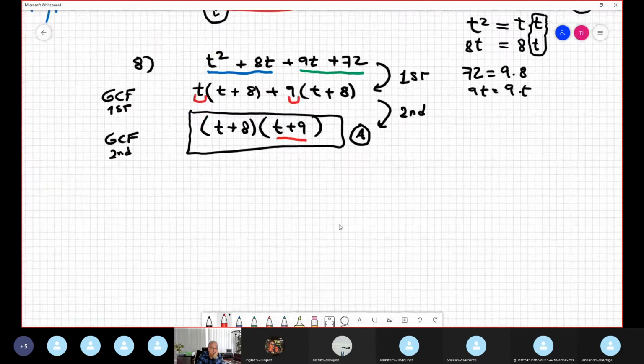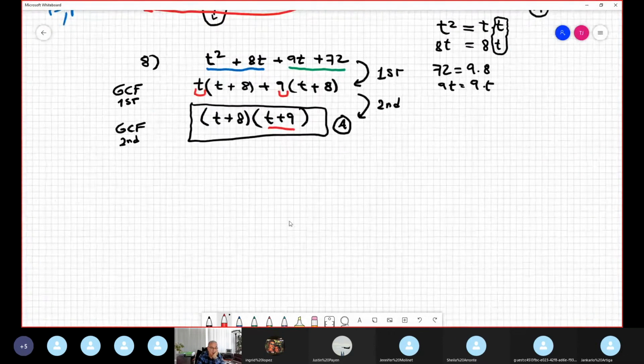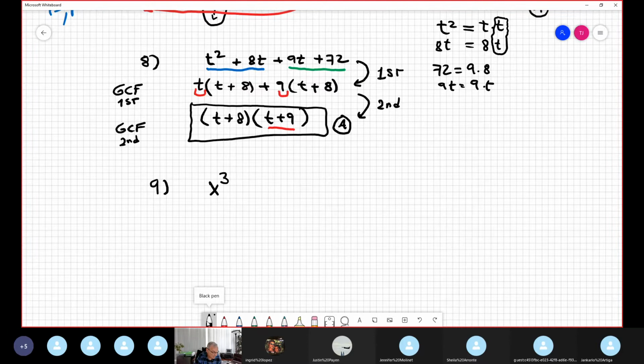Good. This is the conclusion. Okay. Number 9 is x cubed plus 3x squared plus 6x plus 18. Okay, again, 1, 2, 3, 4. When you see in the problem 1, 2, 3, 4, grouping, always. So I separate in this order. GCF in the first couple, GCF in the second couple.